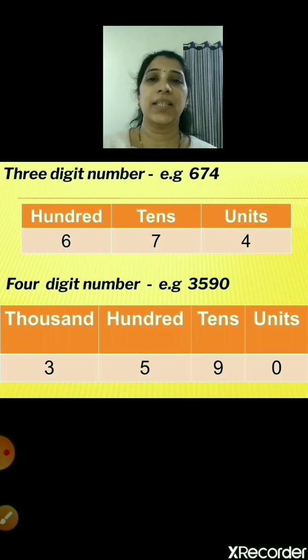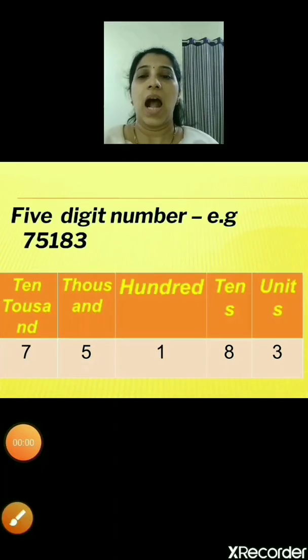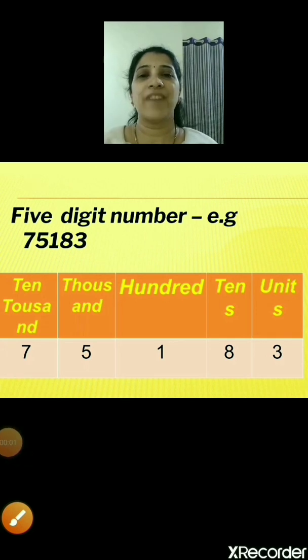Then we saw about the 4 digit number. I have taken here the example of 3590. As I told you, starting from the right: units, tens, hundreds and thousands. So 0 will come in the units place, 9 in the tens place, 5 in the hundreds place, and 3 in the thousands place. So you are going to read it as 3590.